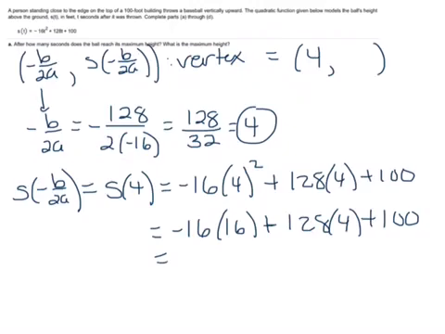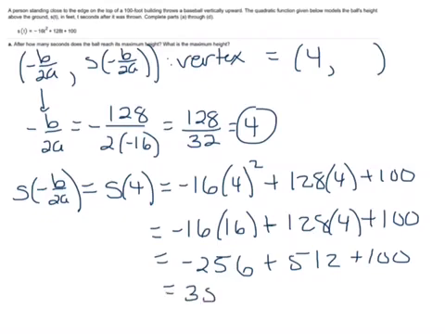All right, and getting out our calculators, negative 16 times 16 is negative 256. 128 times 4 is 512, and then plus 100. So let's see, this is going to be 356. Okay, so let's take this value. This is our y-coordinate for the vertex, 356.